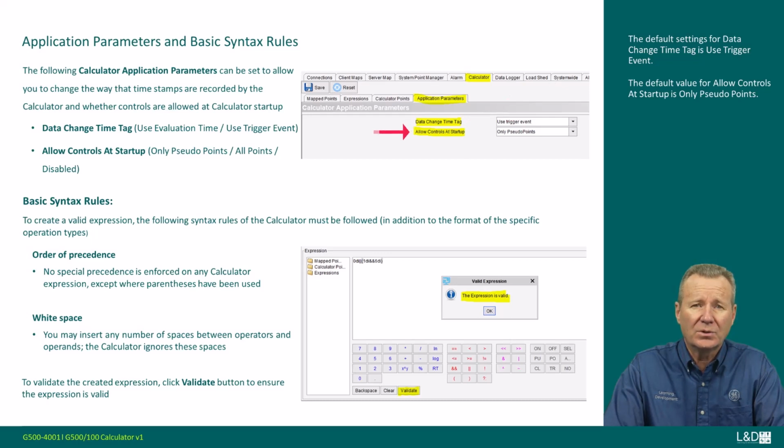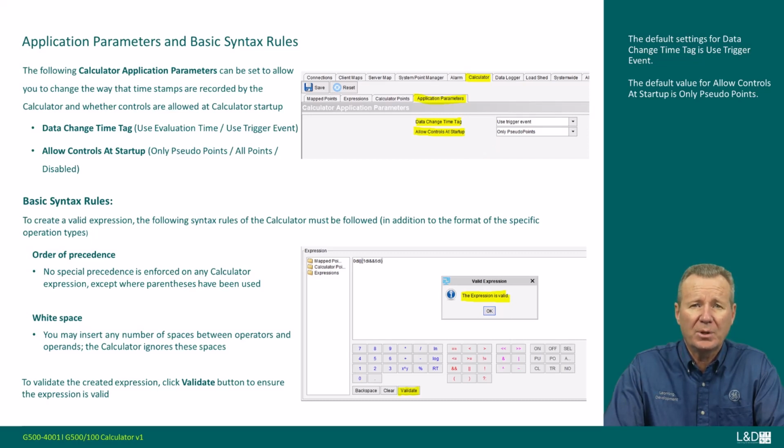The Allow Controls at Startup parameter can be set to Only Pseudo Points. When this option is selected, Calculator at startup allows the controls to the mapped pseudo points only. For All Points, when this option is selected, Calculator at startup allows the controls to all the mapped points. Disabled: when this option is selected, Calculator does not allow the controls at startup. The default value is Only Pseudo Points.